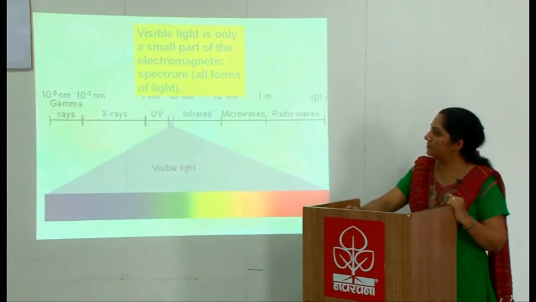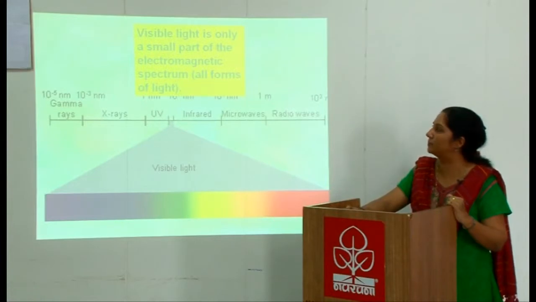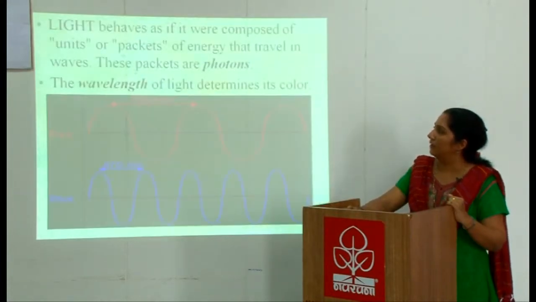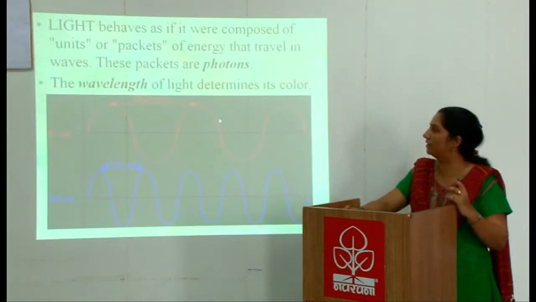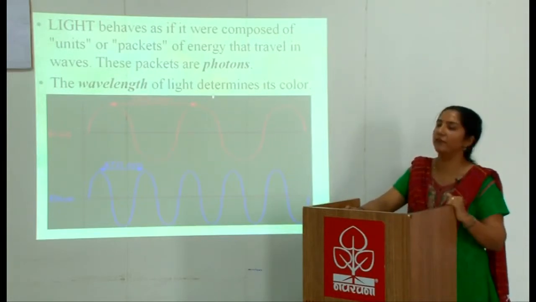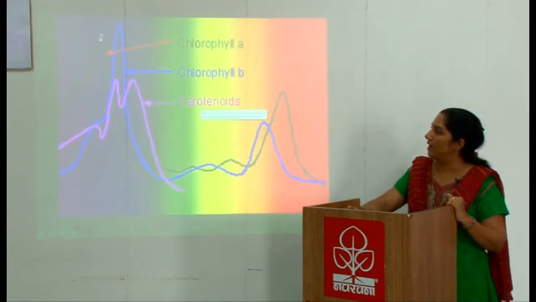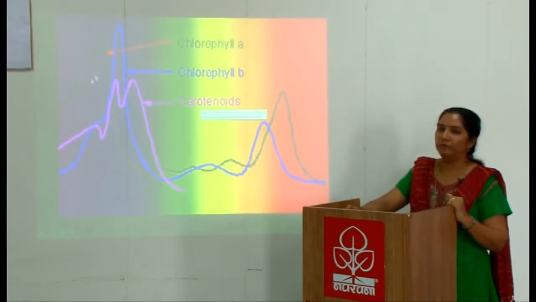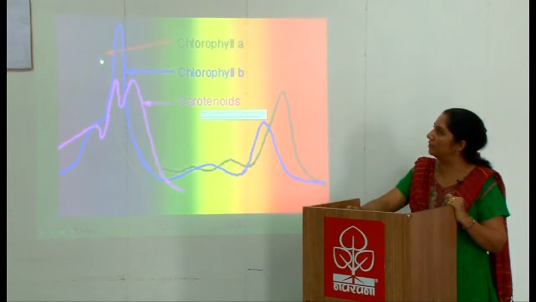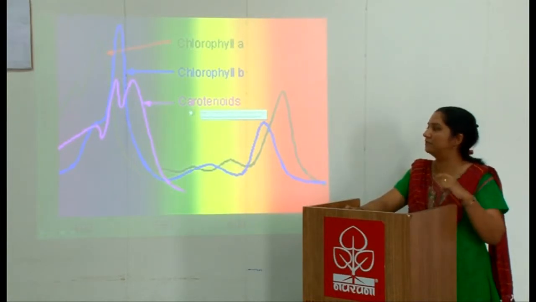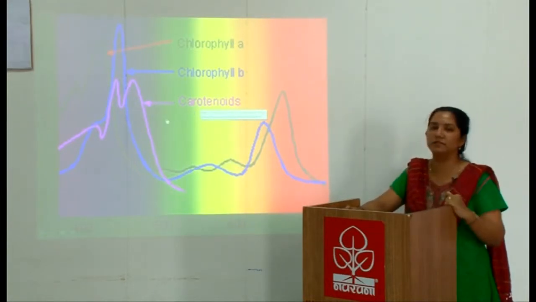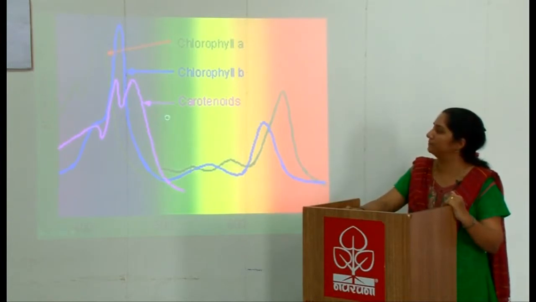Now here you can see the visible light is a very small part of the electromagnetic spectrum. The light behaves as packets of photons. And the wavelength of light determines what its color should be, as you can see in the traffic signals. And this is the absorption spectrum, where you can see chlorophyll A, chlorophyll B and carotenoids, which shows that this is the chlorophyll pigment.